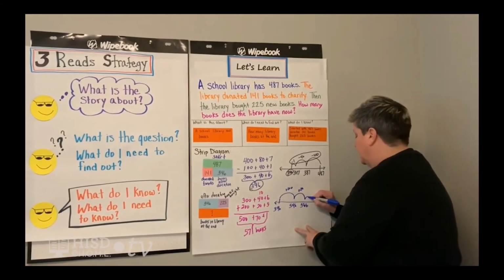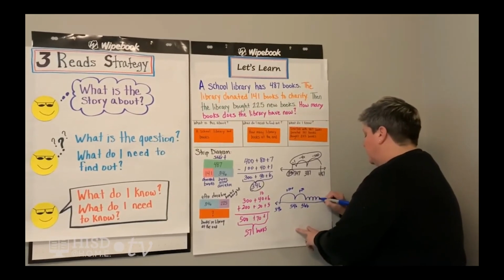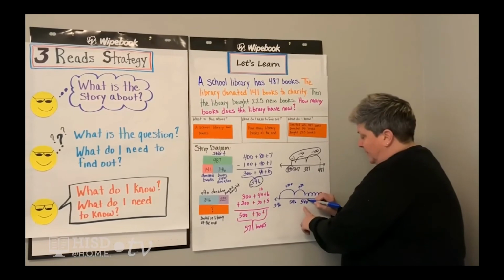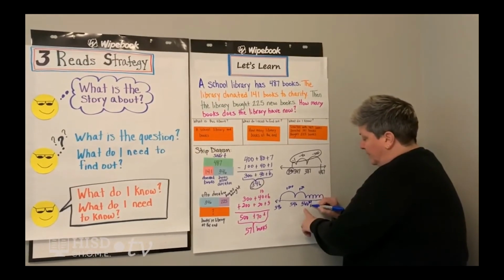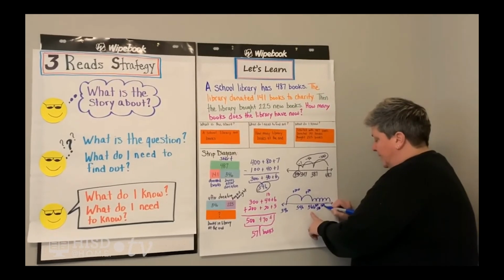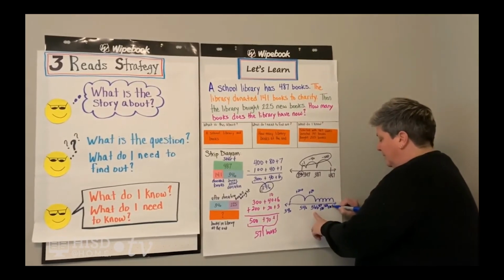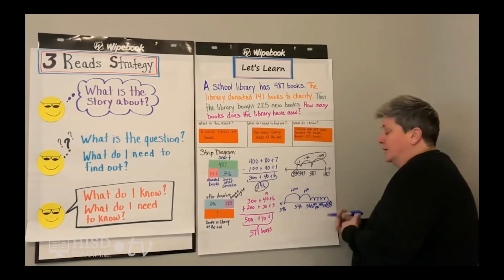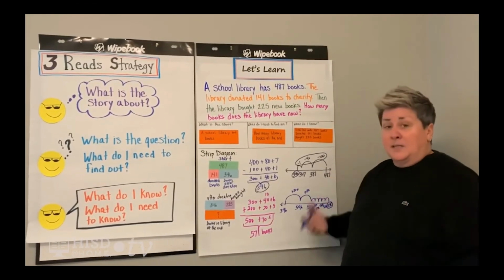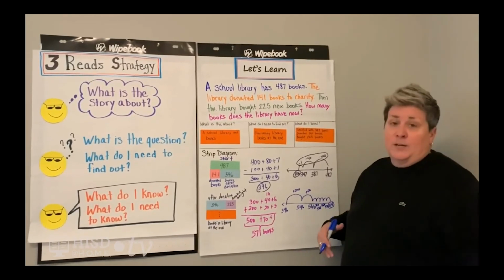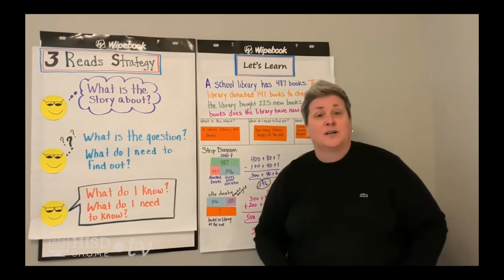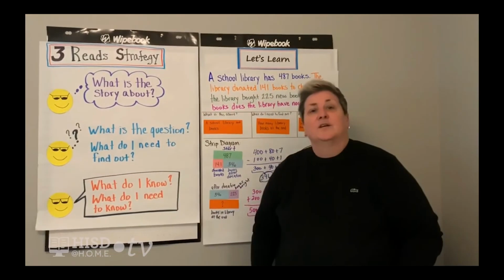So let's make our little jumps. 1, 2, 3, 4, 5. 566, 567, 568, 569, 570, 571. So, boys and girls, how many books did we have in the library after we've donated some and we've bought some? We have a total of 571 books.